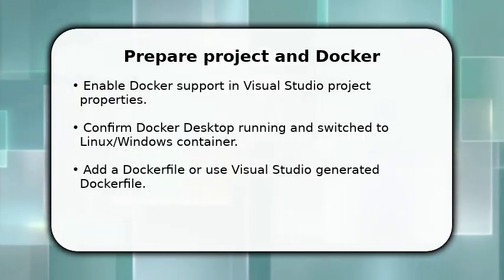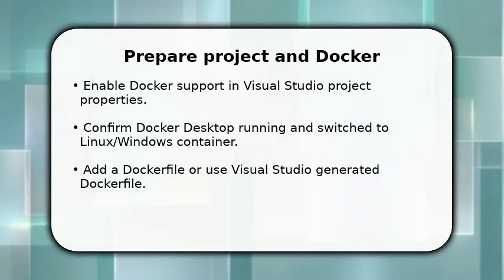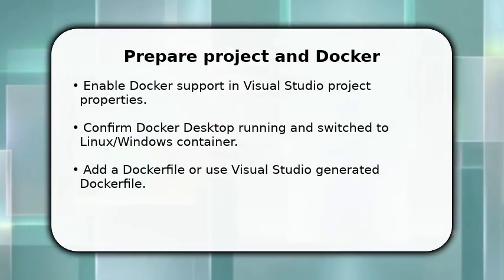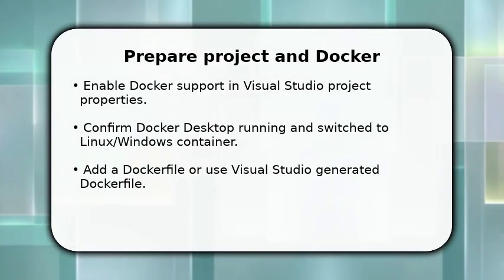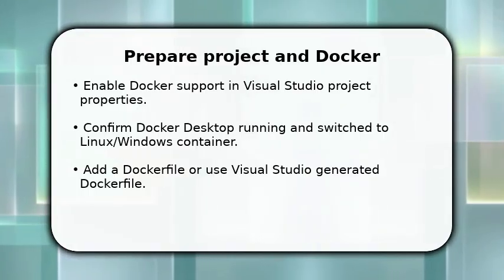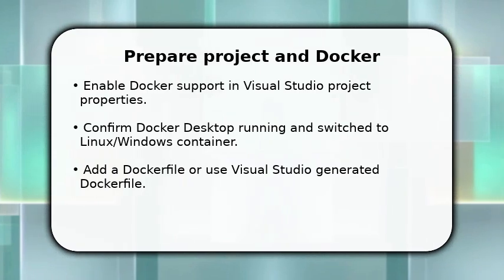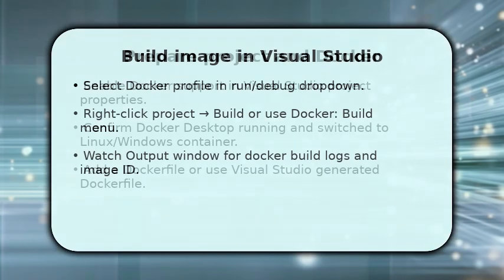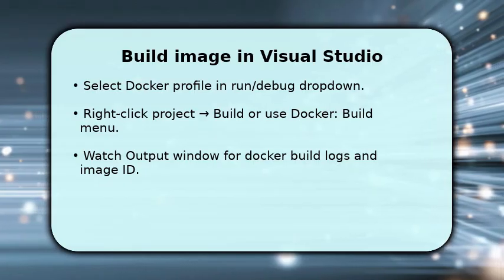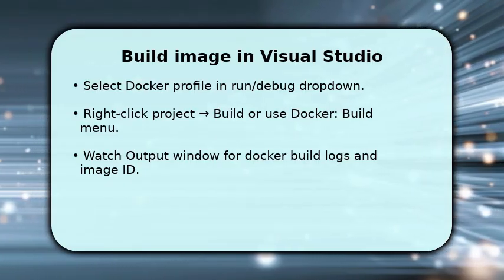Next, adjust the project's build configuration to include Docker and choose the right target framework. Doing this prepares Visual Studio to build images directly from your solution. You now build the image by selecting the Docker profile from the Run dropdown and triggering Build or Debug. Visual Studio runs Docker build using the Docker file.